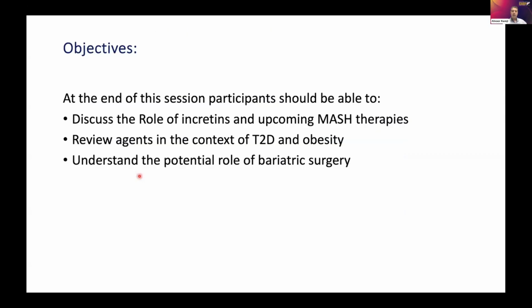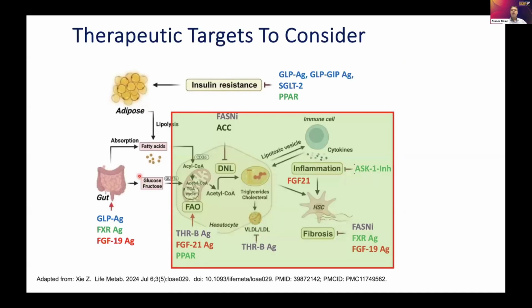The objectives today are really to discuss the role of incretins and upcoming MASH therapies, review agents in the context of type 2 diabetes as well as obesity, and understand the potential role of bariatric surgery. There are a number of therapeutic trials and a number of therapeutic targets to consider. I'm trying to include this both from an intrahepatic perspective as well as an extrahepatic perspective.